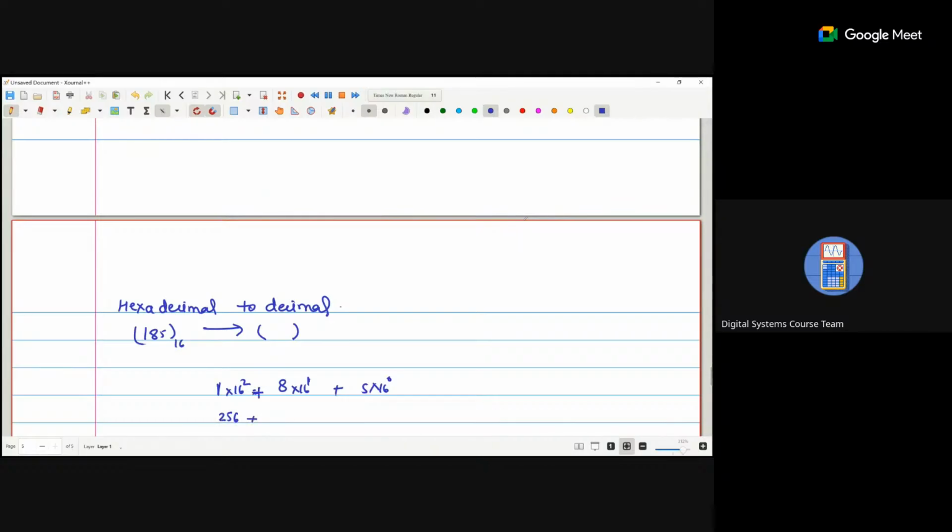Plus 16 times 8, that is 128, plus 5. So that is 389 base 10.